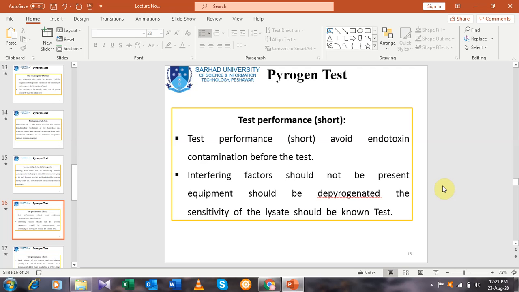Equipment should be depyrogenated. The equipment or the apparatus we are using should be depyrogenated. If it is not depyrogenated, it means that contamination or pyrogen will enter through the equipment. And the special equipment that we are using should be free from pyrogen or contamination. It should be depyrogenated prior to the test, because the sensitivity of the lysate should be maintained.